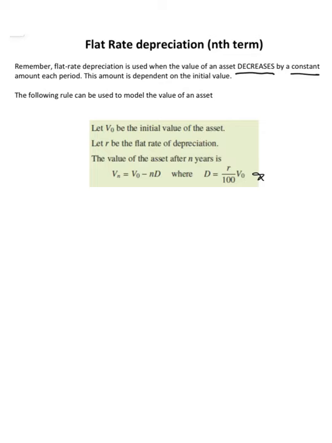Here we've got V0, as always, the initial value of the asset. R is the flat rate depreciation, so the rate of depreciation. And Vn is the value of the asset after n years. So we can sub in any value here to find out the value of the asset after it's depreciated across a number of years.